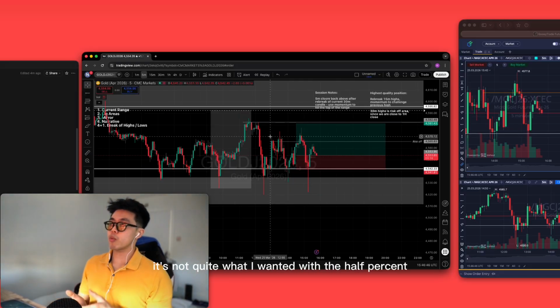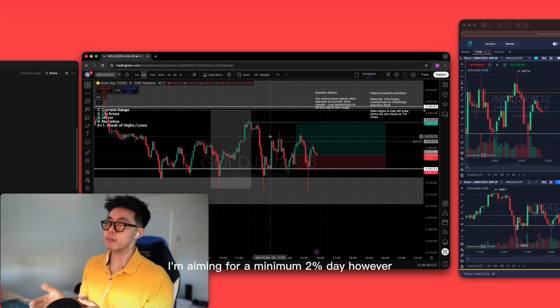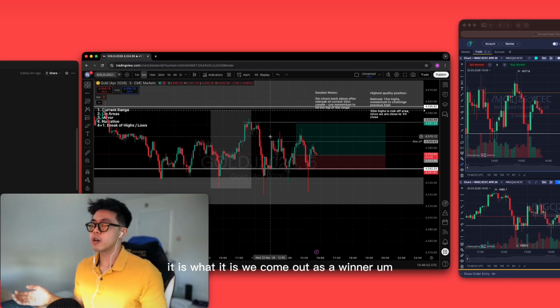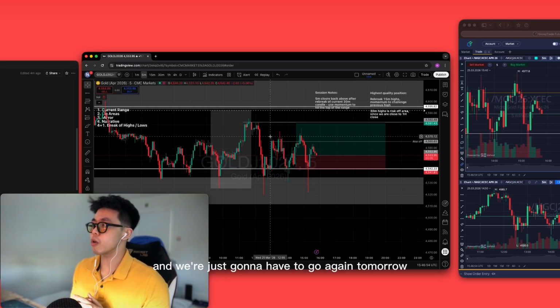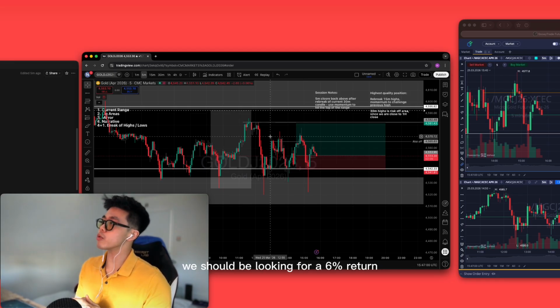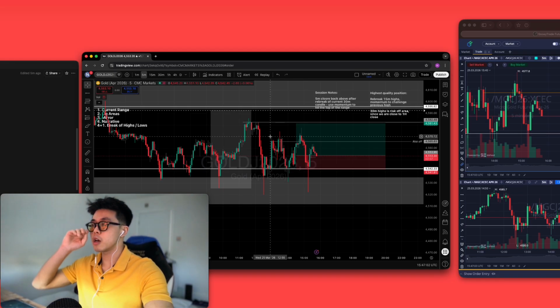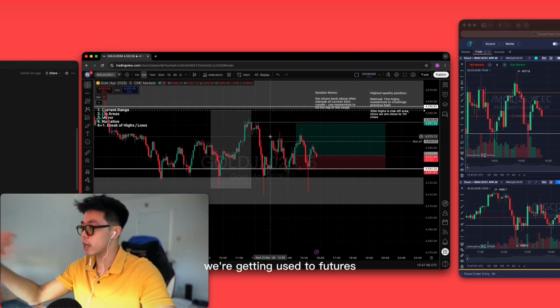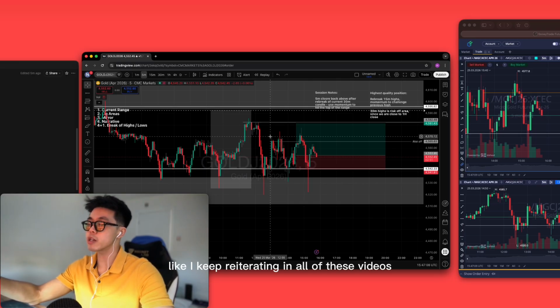It's not quite what I wanted with the 0.5%. I'm aiming for a minimum 2% day. However, it is what it is. We come out as a winner, and we're just going to have to go again tomorrow. As long as we stick to a specific outcome and a specific plan, then things should go our way. We should be looking for a 6% return somewhere. I'm not putting a specific time cap on it. We're getting used to futures, like I keep reiterating in all of these videos.